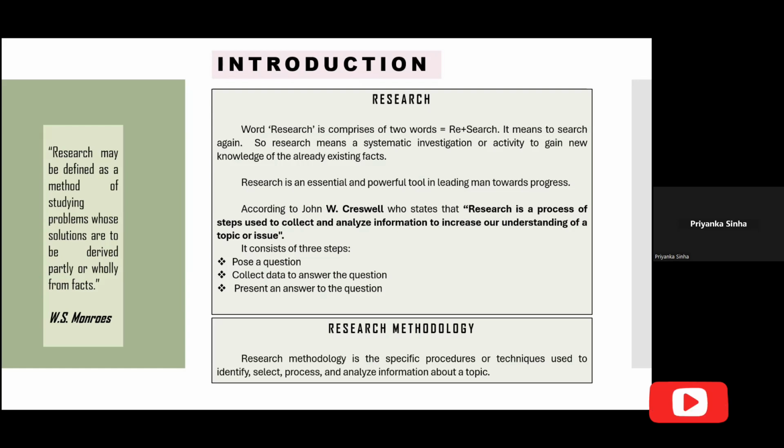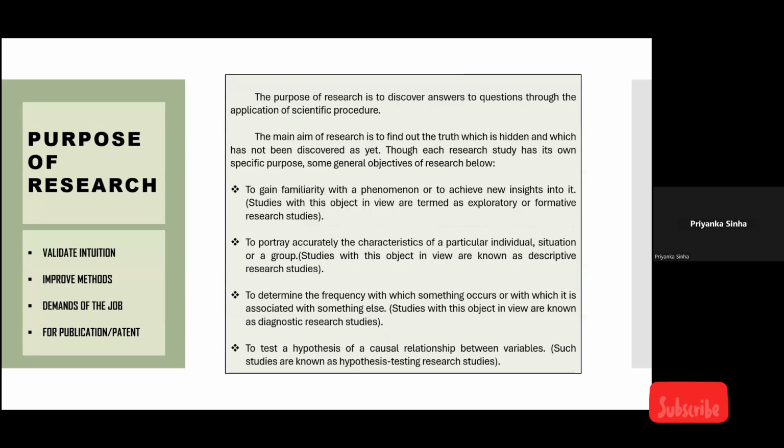The second slide is about the purpose of research. The purpose of research is to discover answers to questions through the application of scientific procedures. And the importance of the purpose of research is to validate intuitions, improve methods, meet the demands of the job, and publication of patents.